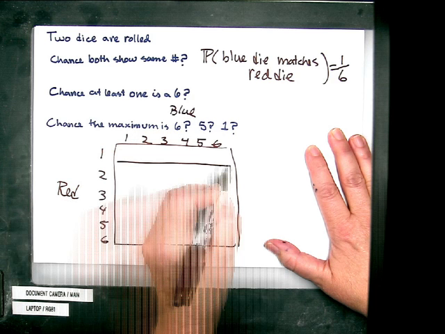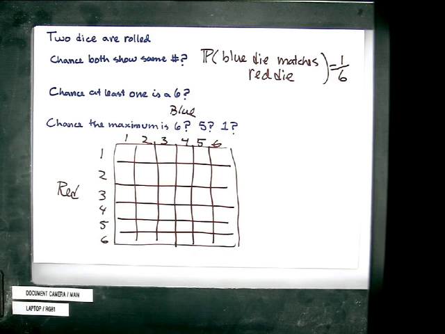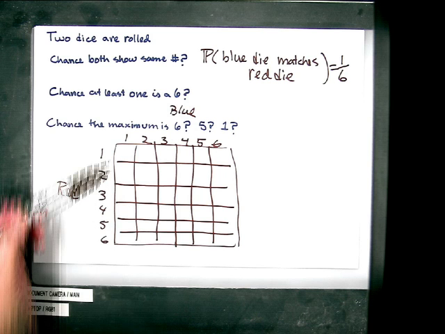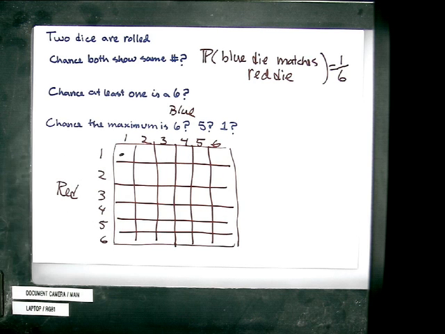This little table is all the possible outcomes. So I'll ask you, how many possible outcomes are there? 36. Right, each one of those cells in this table corresponds to an outcome. This one here corresponds to the red die landing 1 and the blue die landing 1. Which cells correspond to at least one 6 is rolled?